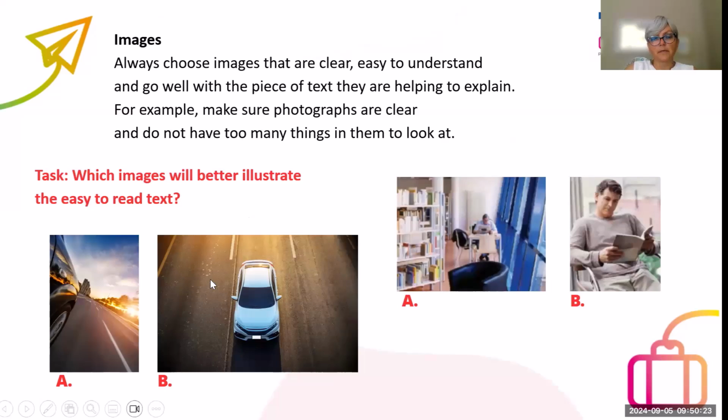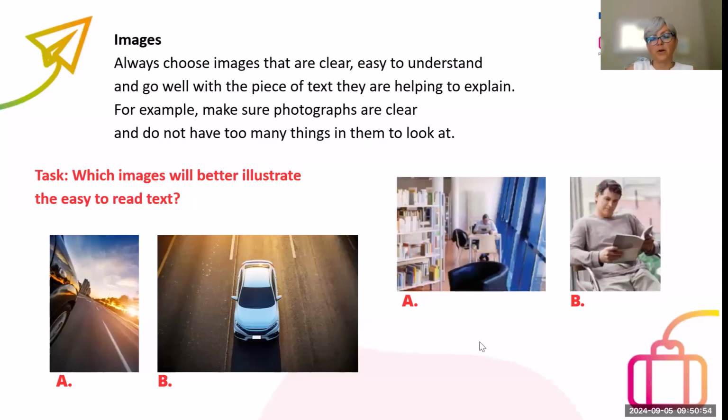Here you have some examples, and again, I would like you to answer in the chat. The first group of pictures, the first two pictures with the cars, which one is easy to read for you, A or B? I want the answer in the chat. Yes, I can see your writing. And B is a good answer, of course.